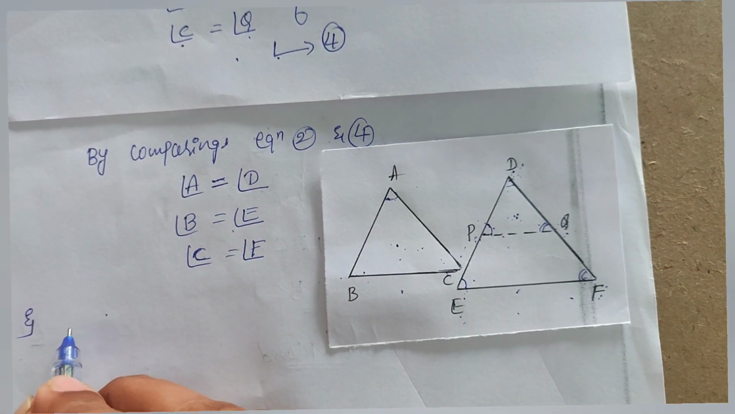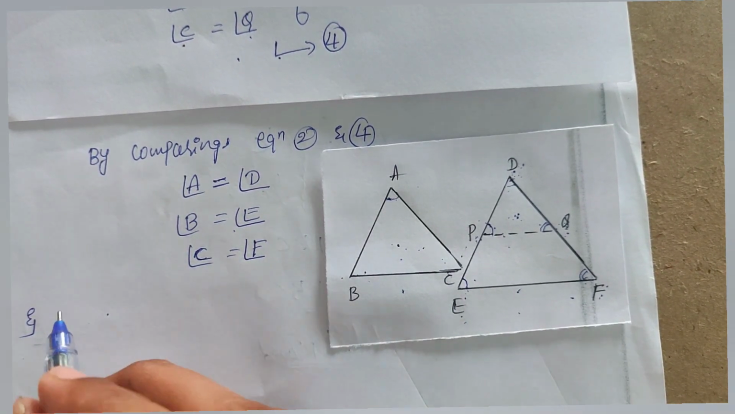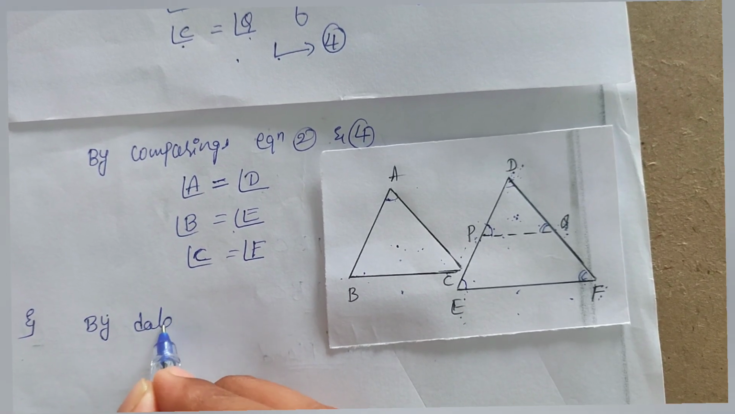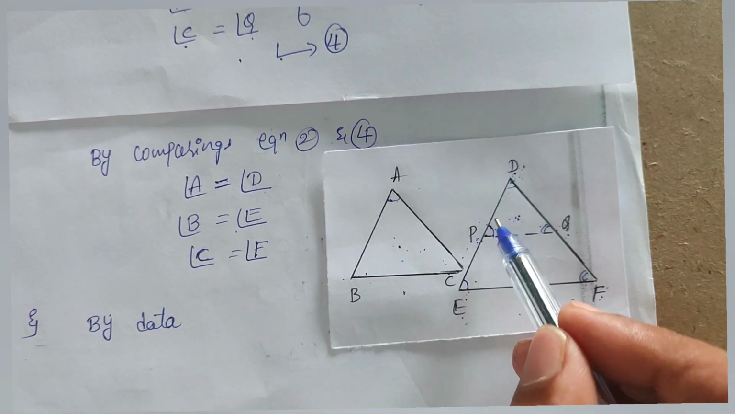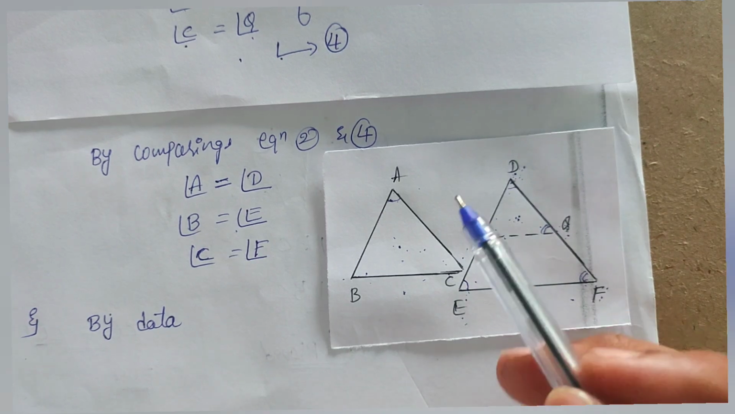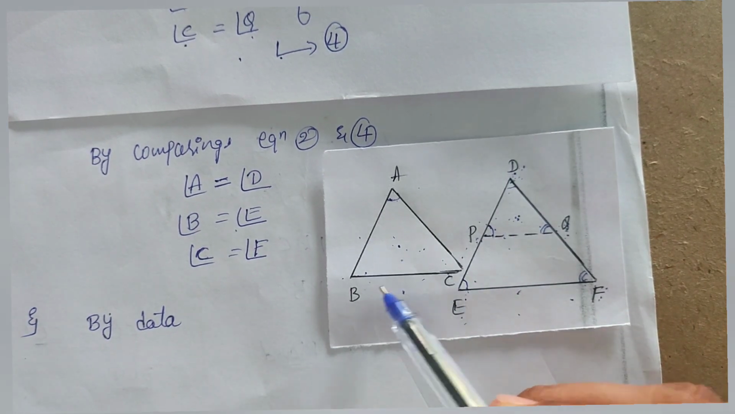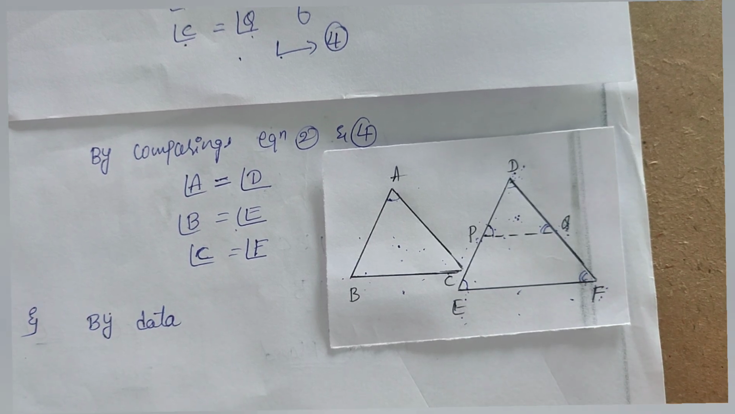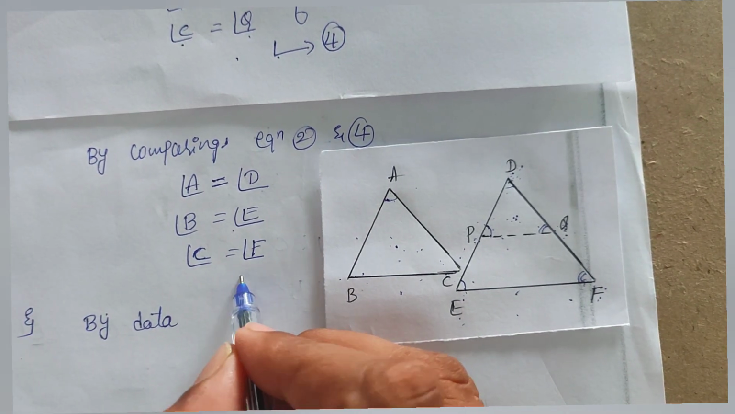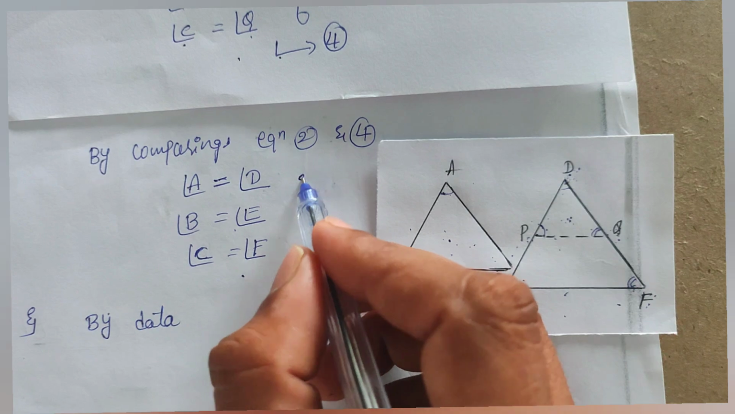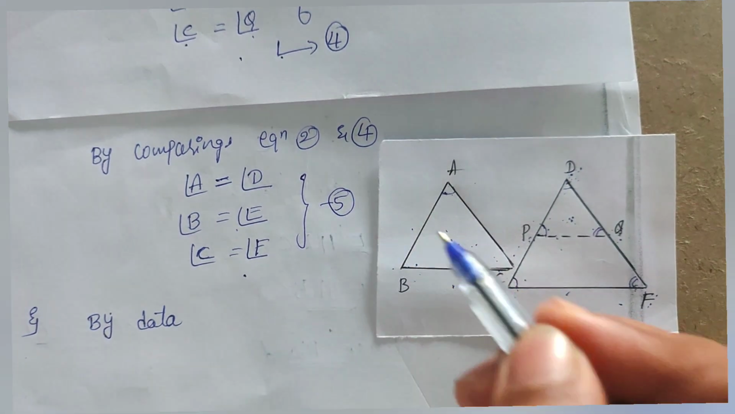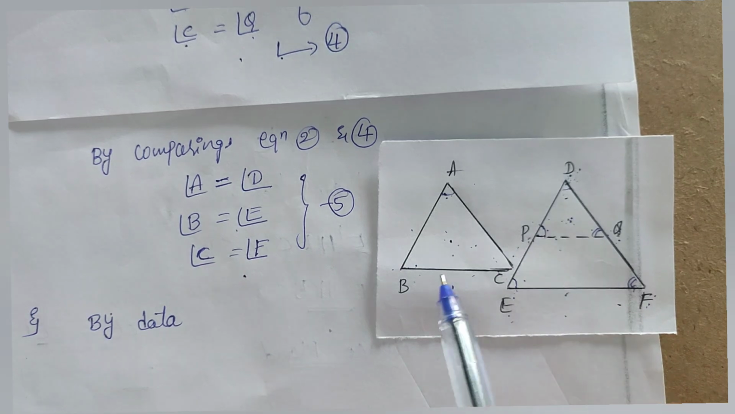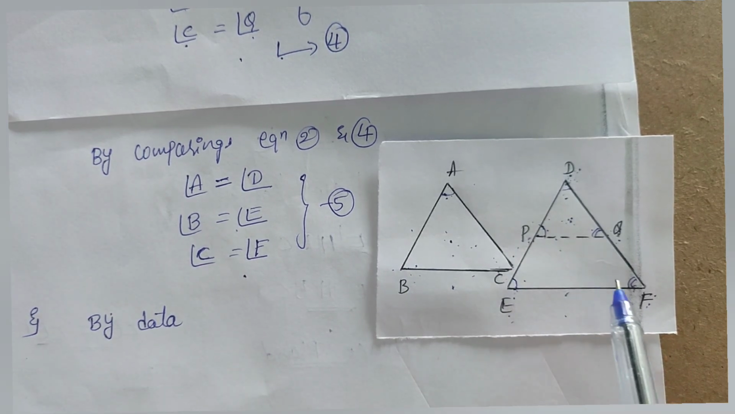That is very easy, because by data we know that the corresponding sides are in the same ratio. We can observe the data there. AB by DE, BC by EF, AC by DF we have written in the data. And in the last step, we can make this as equation number 5. In equation number 5, corresponding angles are equal. Angle A is equal to D, angle B is equal to E, angle C is equal to F.